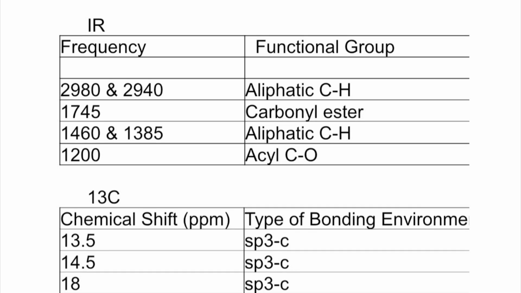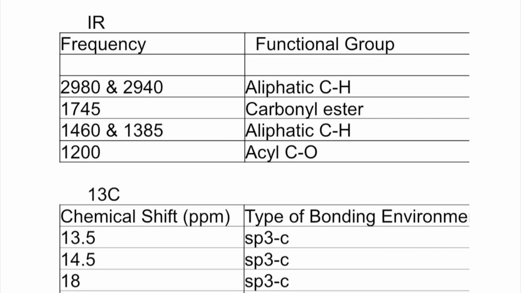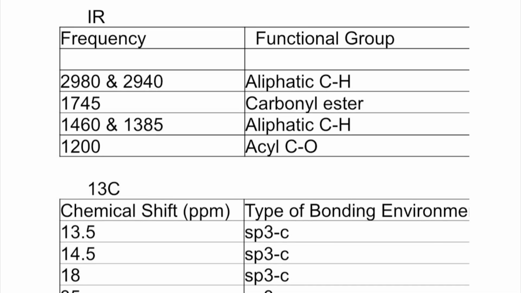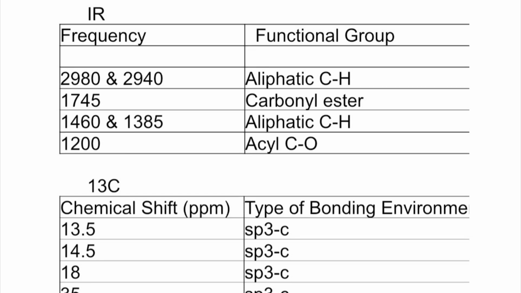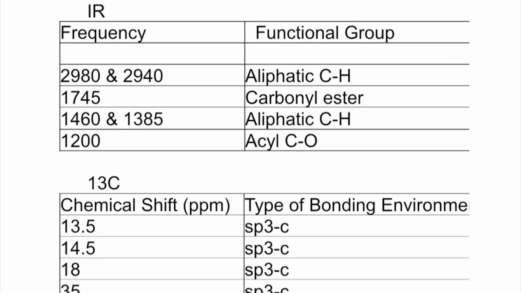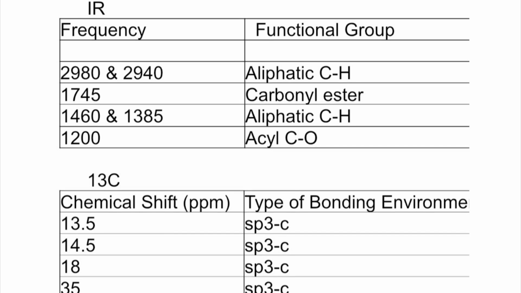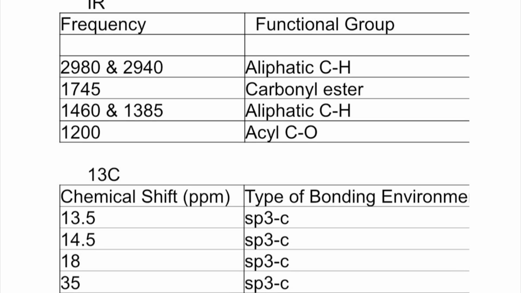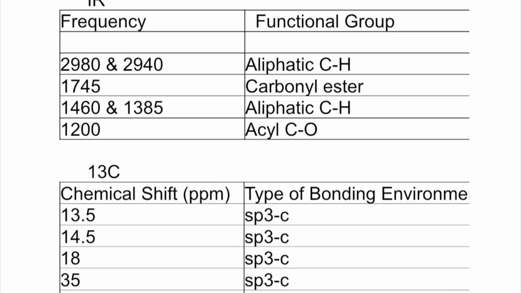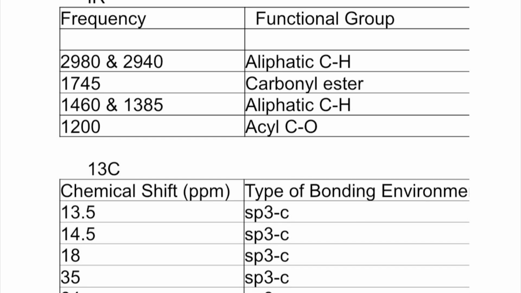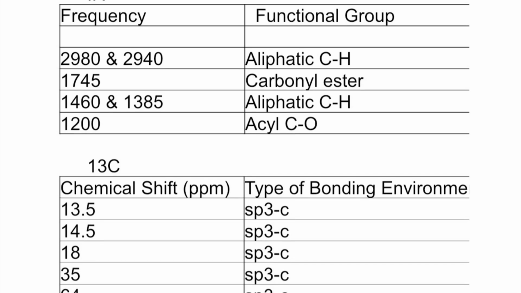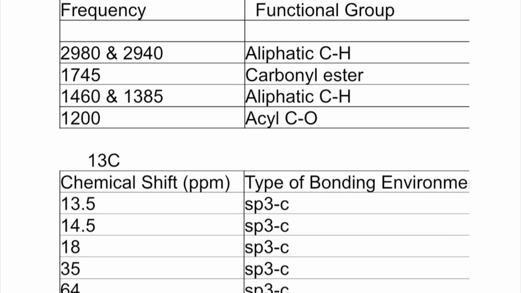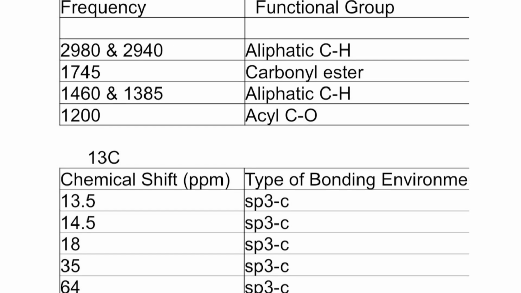Also for the IR characteristics, the stretching frequencies are for all the functional groups. One of them was a carbonyl ester, two of them were aliphatic, and one of them was acyl and alkoxy. One was 1745, and others were 2980, 2940, 1460, and 1200 to 1020 for the wave numbers.